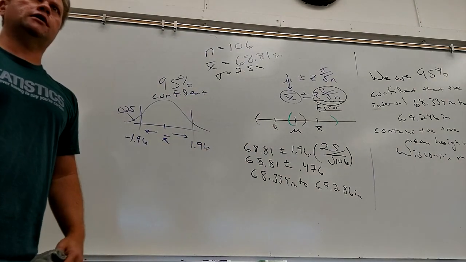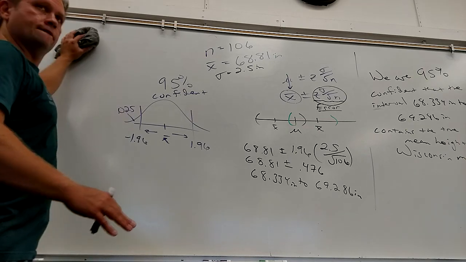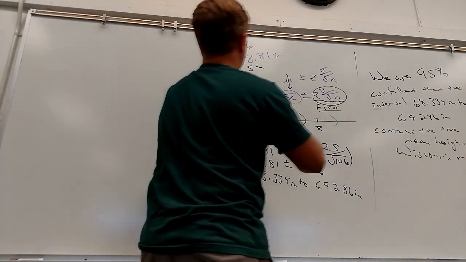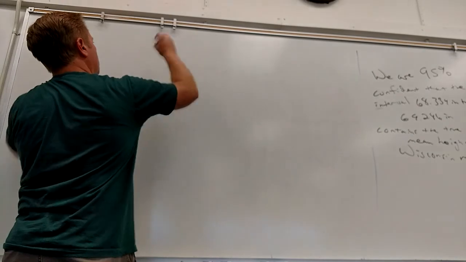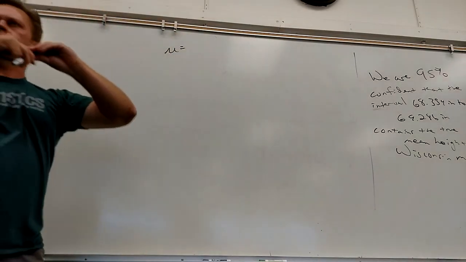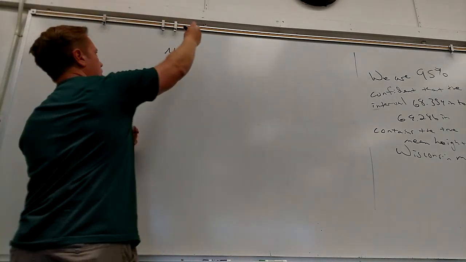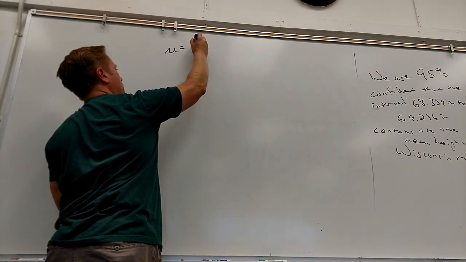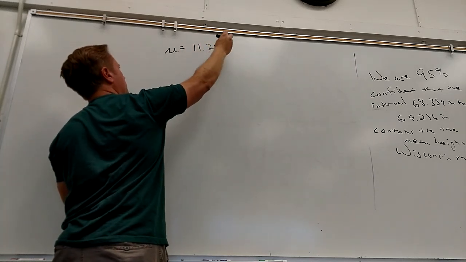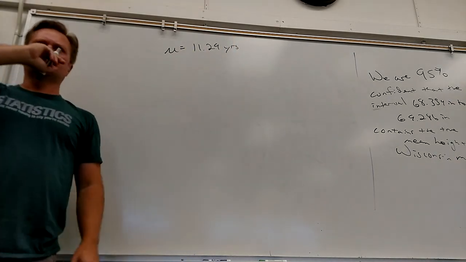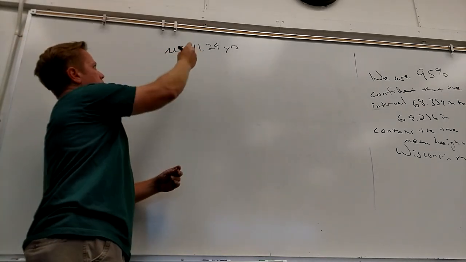All right, so let's see, what should we do? Let's try another one. So here, let's say that the mean lifespan of some grizzly bear is, I have no idea. I feel so bad for you, grizzly bear. I have no idea how long you live. Let's say 11.29 years. Sounds probably about right because they get killed by us all the time.